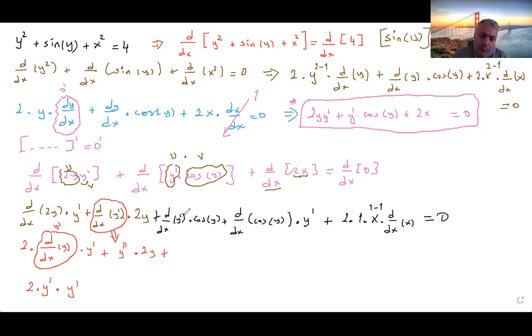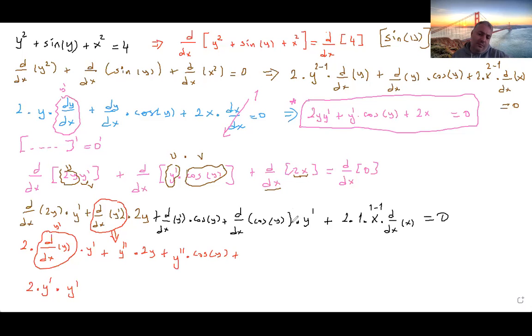Now y prime differentiated with respect to x. It means this is y prime prime, which is y double prime. Yes? Okay or not? Okay, yeah. Now cosine of y. Now plus d dx cosine of y.